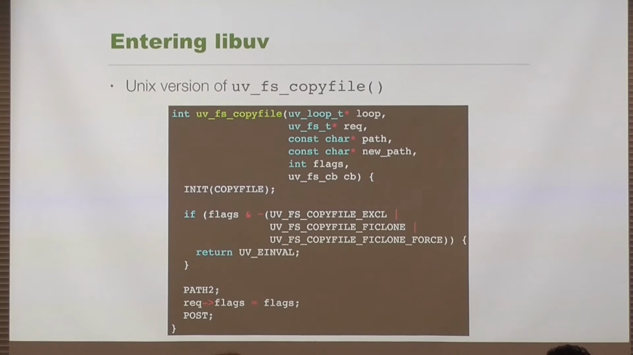PATH2 is another macro that's going to actually copy the path and new path arguments onto that same request object. Then req->flags = flags is just going to copy the flags integer over. And then finally we have the POST macro, which is actually going to go and either execute this if it's a synchronous operation or submit it to the thread pool if it's an asynchronous operation.